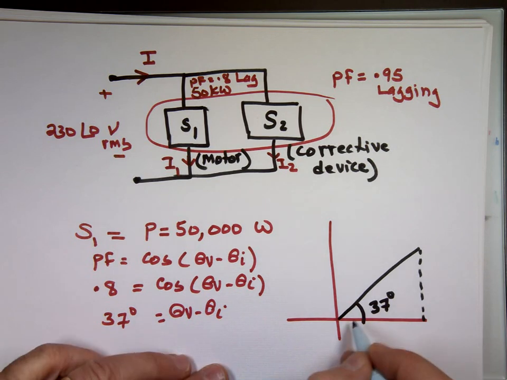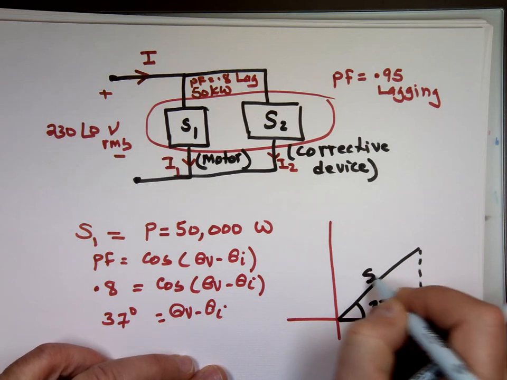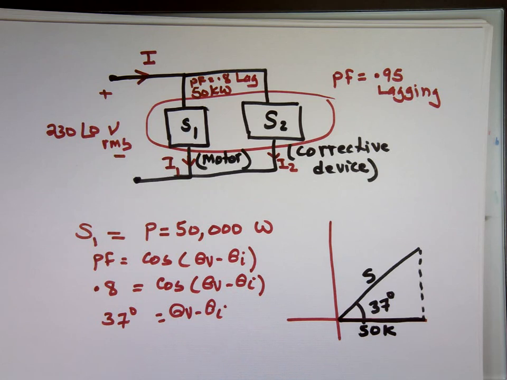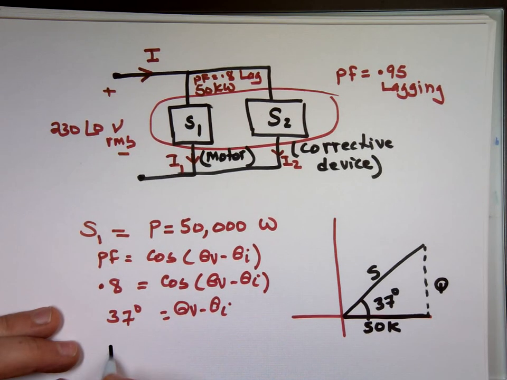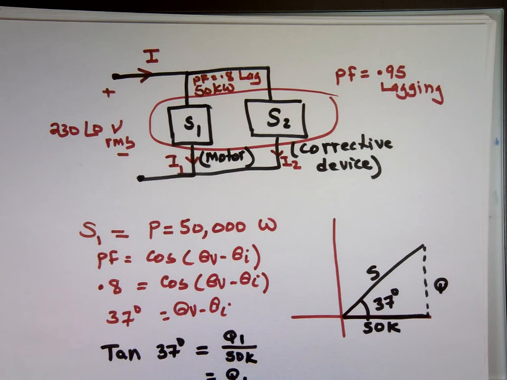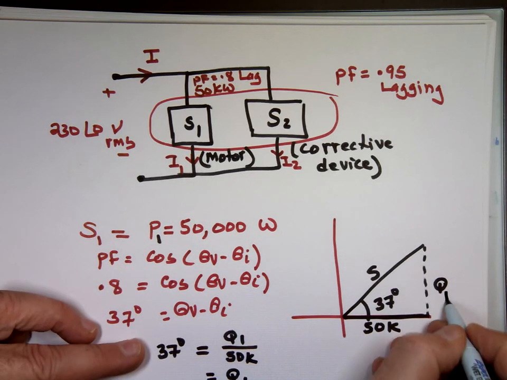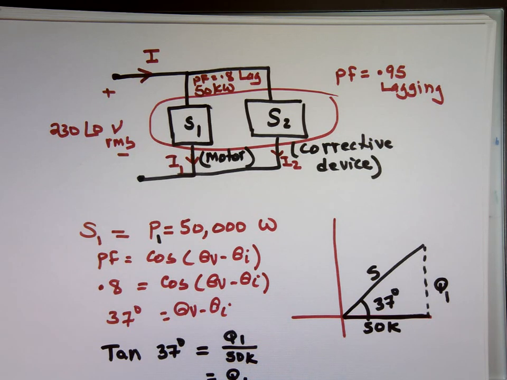I know this value here is what? 50,000 or 50K. Can I find S here? Or can I find this imaginary value, Q? What's tangent 37? It's the opposite over the adjacent. Can I get what Q is? Q1 for source 1. Let's call this P1. For source 1, tangent 37 times 50,000 is 37,677.